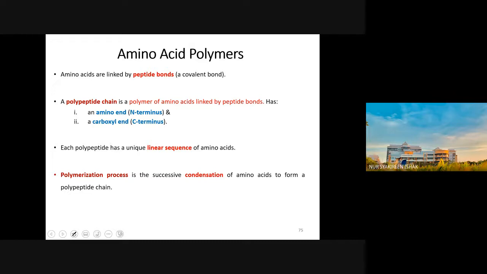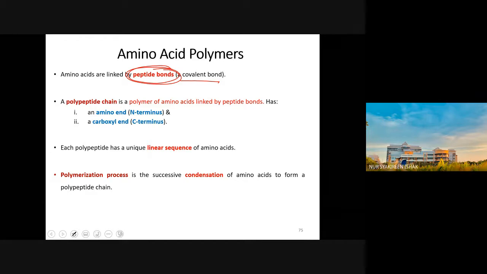So I want to continue a little about what I showed earlier, the same thing. Okay, how a polymer, how polypeptide chains are produced. Okay. So amino acids are linked by peptide bonds, which is a covalent bond. So the bond between amino acids within a polypeptide chain, they are linked together through the formation of peptide bonds, which is a type of covalent bond.